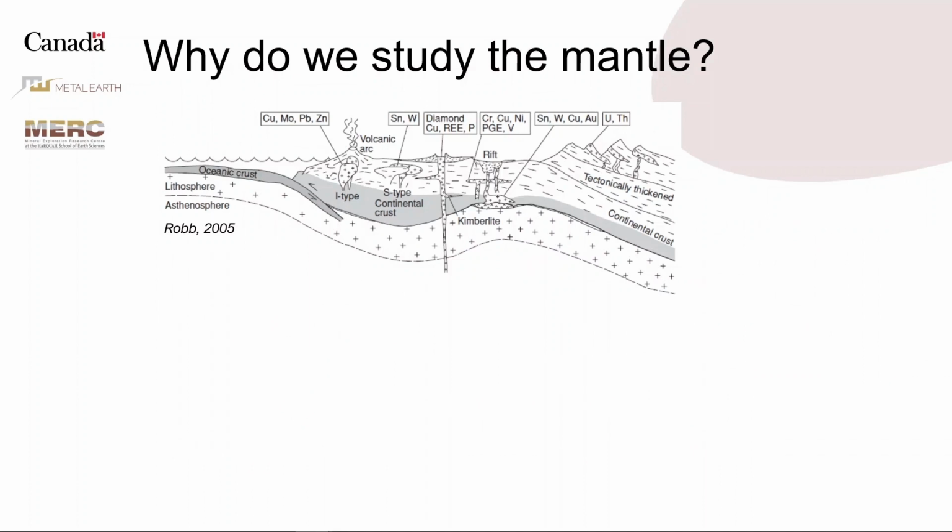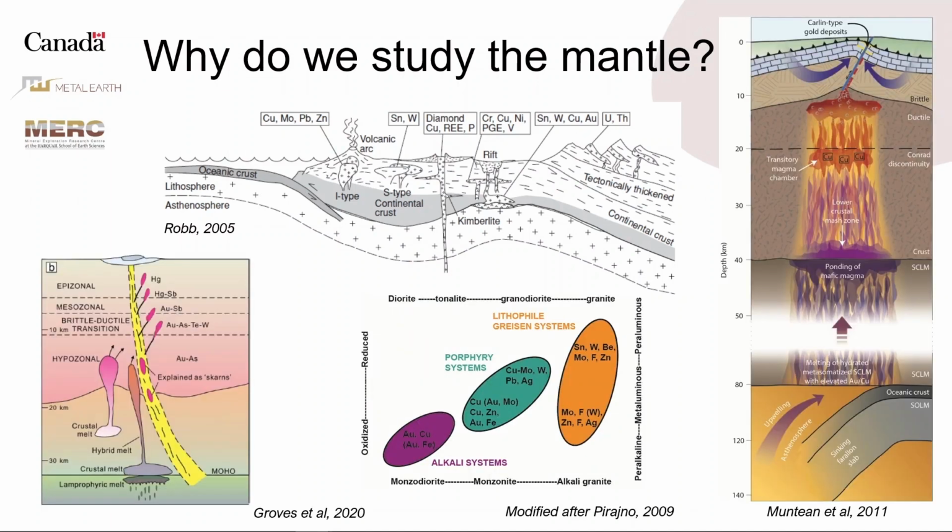So why do we look at the mantle? Some ore deposits are directly linked to the mantle. They're known for it, for example, diamonds or nickel-copper PGE deposits. But some other deposits are indirectly linked to the mantle: alkali systems, for example, some models for orogenic gold deposits, or some models for carlin-type gold deposits.